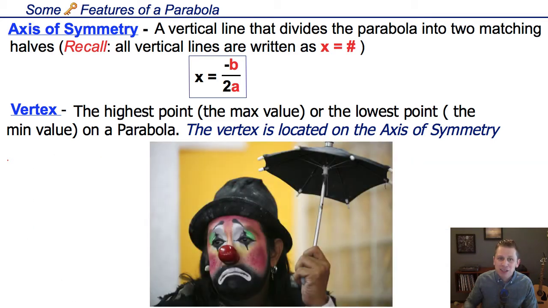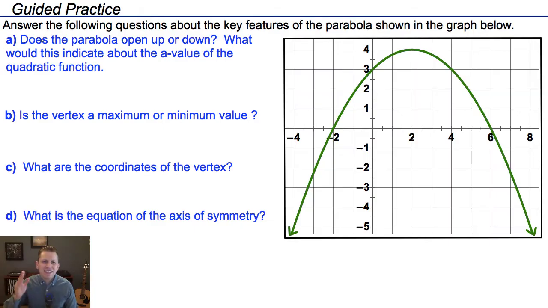Think of this picture here. Doesn't this frown on the clown look like a parabola that could open downward? I sure think so. In this example, we're going to answer a lot of questions about the key features of a parabola. Notice we have the graph of the parabola, and we should be able to answer a lot of information about it.